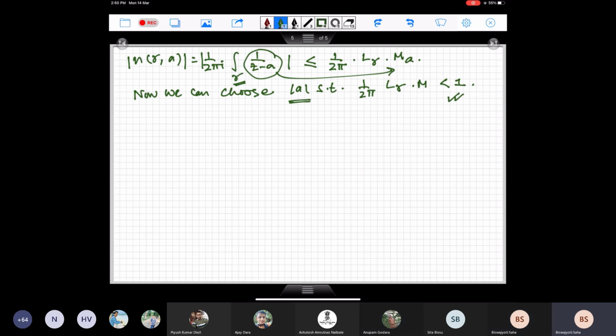So now I can choose A large enough so that this quantity, as M_A goes to 0, with 1 over 2 pi fixed and L gamma fixed, can be made less than 1. That implies mod of n gamma A is less than 1. So what is the value of n gamma A? It is 0, because n gamma is integer valued. Since n gamma is an integer, this quantity is 0.